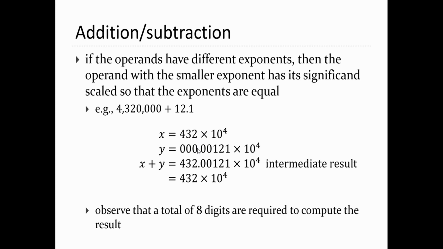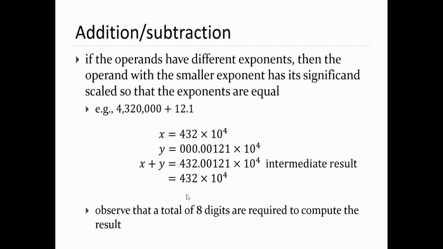You know that we can't keep more than 3 digits in the result, so the digits here, in this case, get discarded. And so you end up with the final result of 432 times 10 to the 4. So notice what's happened here. There's a couple of things. First of all, I need a total of 8 digits to actually compute the result, but I've only got 3 in my floating point format. And so right away, you've got a problem.